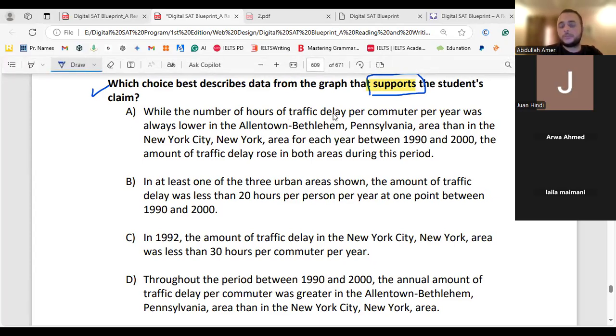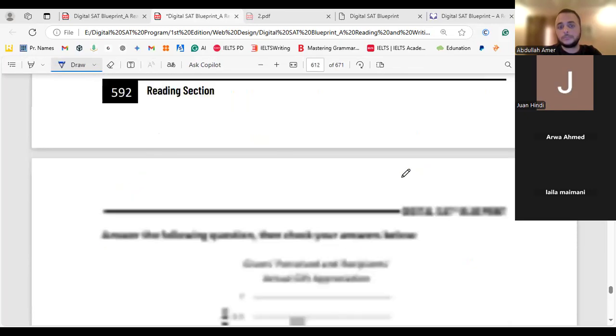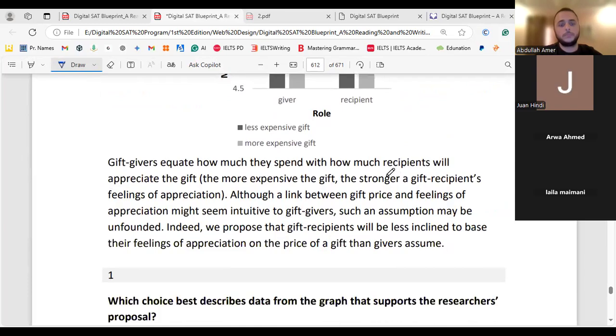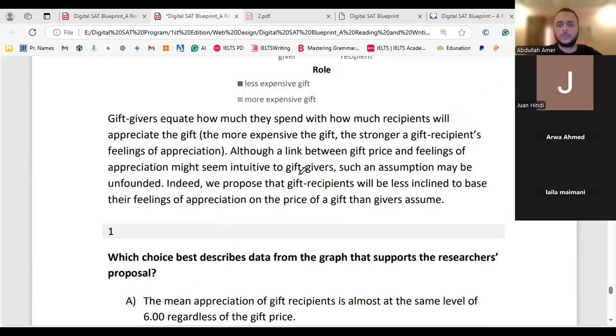While the number of hours of traffic delay per commuter per year was always lower in Allentown, Pennsylvania than in New York, each year between 1990 and 2000, the amount of traffic delay rose in both areas during this period. Yes, exactly. Thank you.